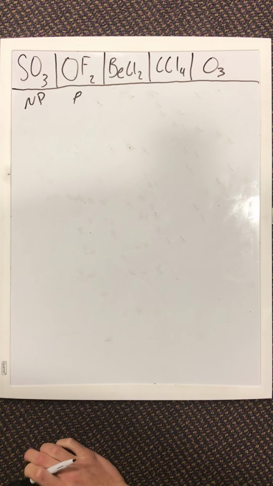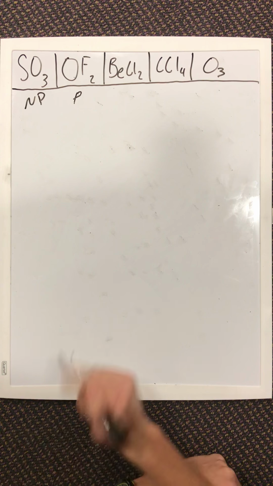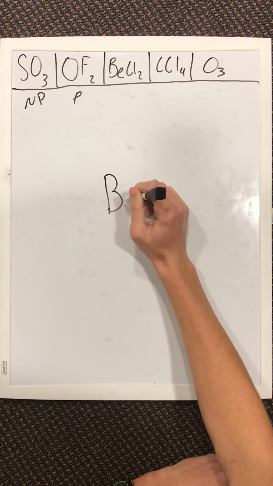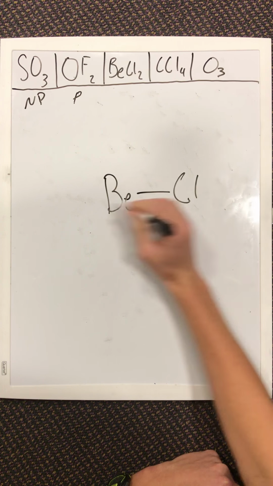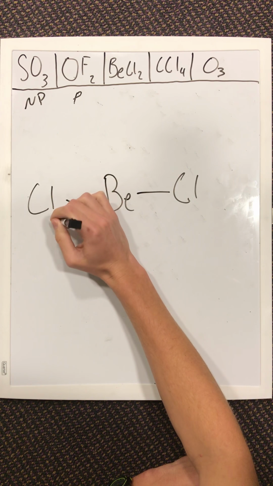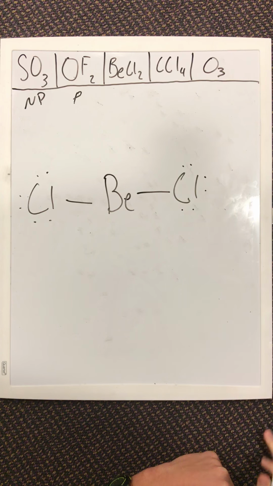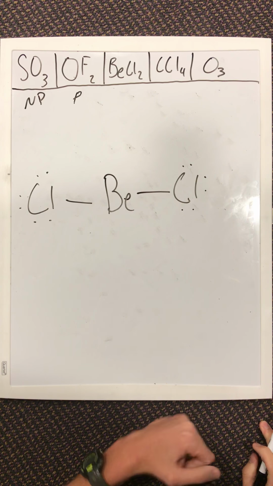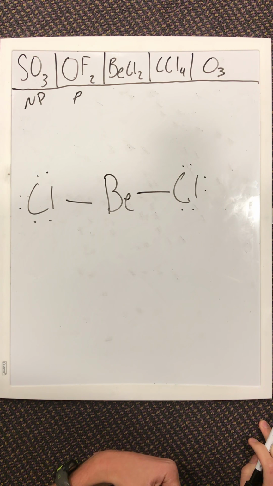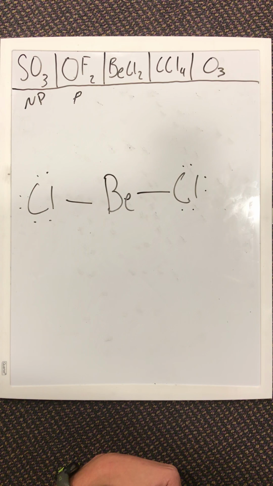Next, we're going to do BeCl2. Lewis structure for this one's going to be a little strange because Be oftentimes is an exception to the octet rule, as it is in this case. So here's our Lewis structure. And there's only two domains, so it is going to be linear domain geometry. So we don't have to draw another picture for domain geometry.